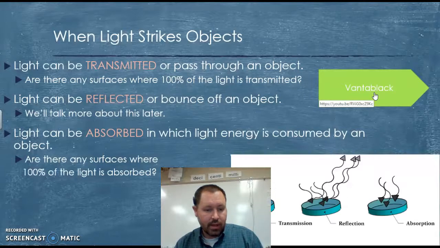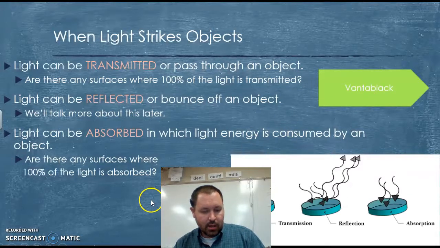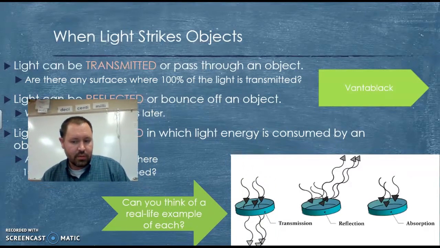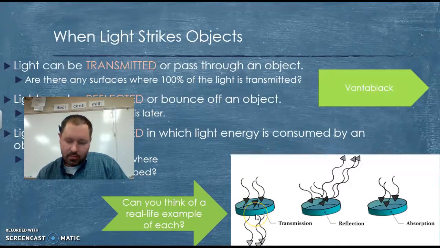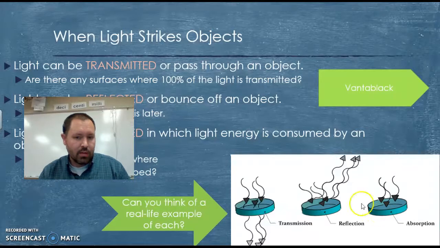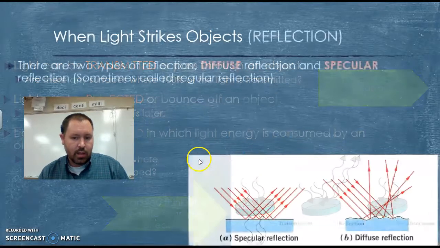Okay, so hopefully you've done that, and you've got this screen still up. Let's go to the next slide. Oh, and it says, can you think of a real-life example of each? With transmission, let's say glass; reflection, a mirror; absorption, let's say the color black, or something like Vantablack would work in that case.